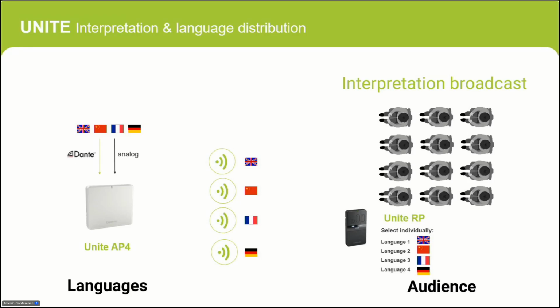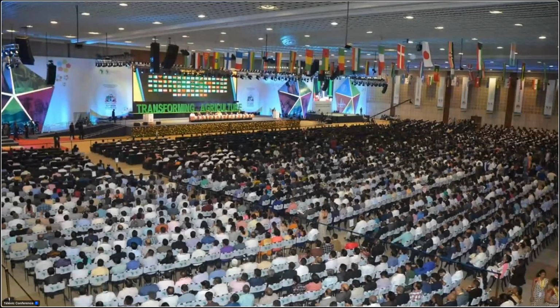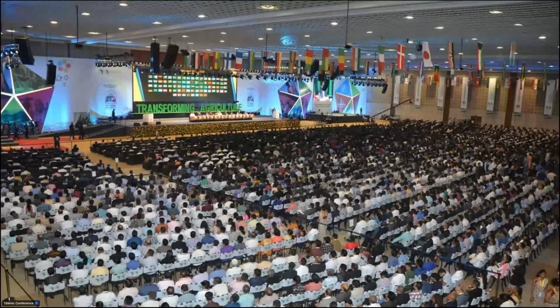Okay, so I think here now we see an example of such a large Congress room. This is the Mahatma Mandir Congress Center in India. It's 6,000 square meters and I think 8 languages. Can you tell a little bit more about this setup? Yes, sure. 2 AP4s are hanging on the ceiling with more than 1,000 receivers for the audience. The languages come from an external solution.